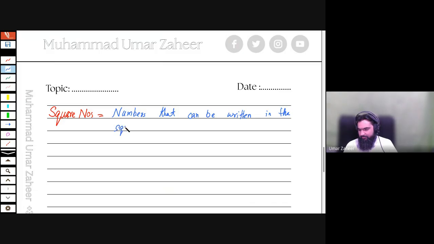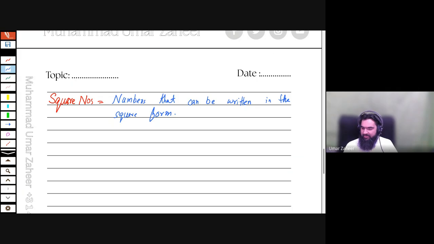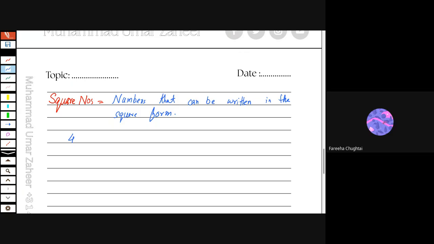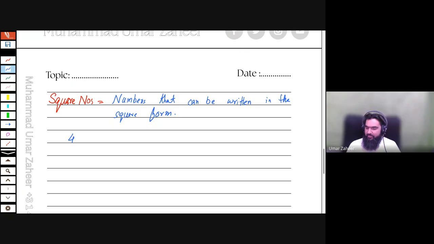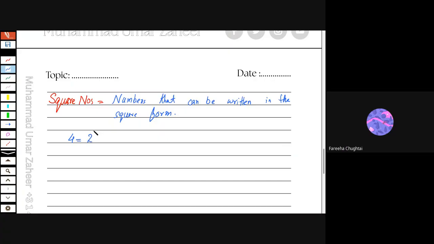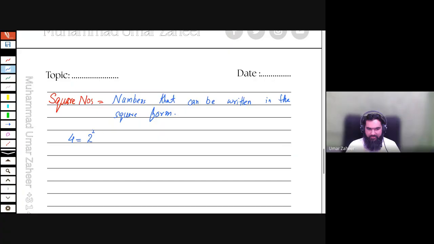So numbers that can be written in square form, such numbers are known as square numbers. Let's check. Is 4 a square number? Yes, it is. Why? Because 4 can be written as 2 times 2, so it will be 2 squared.